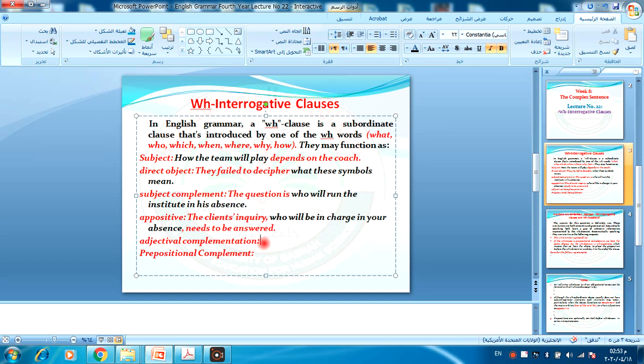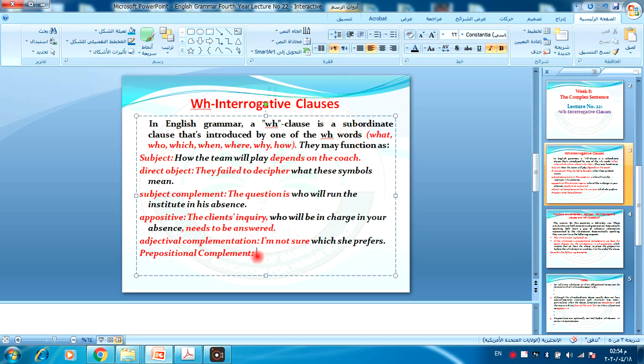Adjectival complement. It may function also as an adjectival complement. So when we say, I'm not sure which she prefers, which she prefers here is the adjectival complement. So the WH interrogative clause functions here as an adjectival complement. It is used to complement the meaning of the adjective sure.